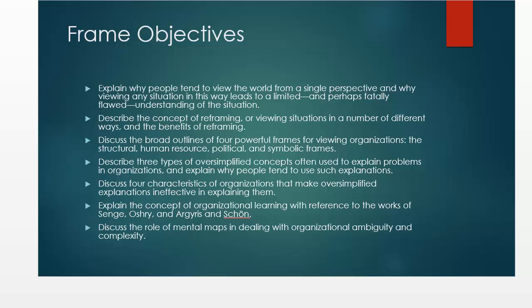Talk about some ways that folks make mistakes when they're looking at organizational problems, looking at the three oversimplified concepts and four characteristics, and why those things don't work. We'll then go back and look at the concept of organizational learning from three different perspectives. And then finally start talking a little bit about mental maps in terms of dealing with ambiguity as we're going forward. And we'll have a little bit of fun with this.